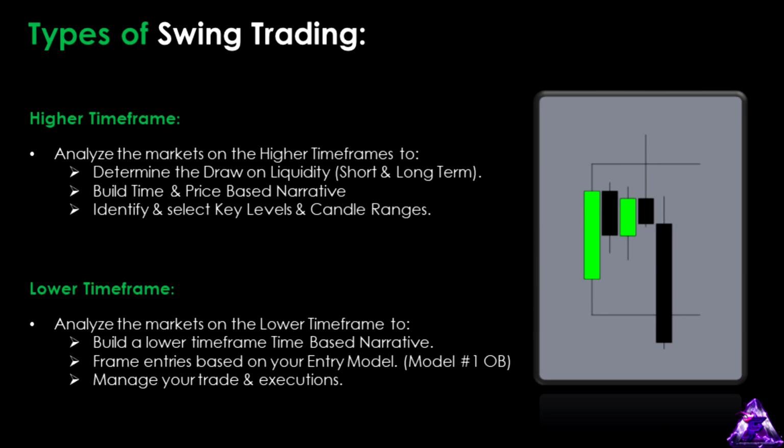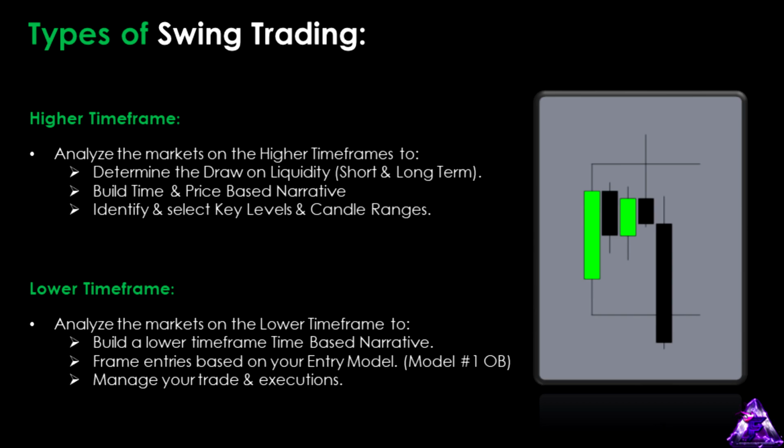On the higher timeframes, your main task is to determine the higher timeframe draw liquidity and the directional bias. You'll be considering both short-term and long-term liquidity. If you're using the classic swing model, you'll determine your directional bias on the monthly timeframe. For the one-shot, one-kill model, however, you'll determine your draw liquidity and higher timeframe directional bias on the weekly and daily charts. The second objective for the higher timeframes is building a price-based narrative over time.